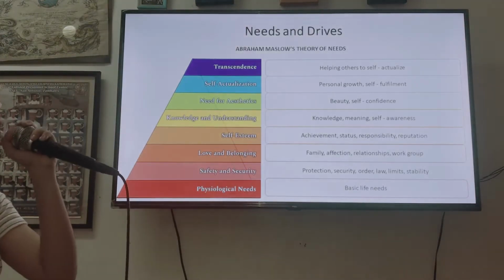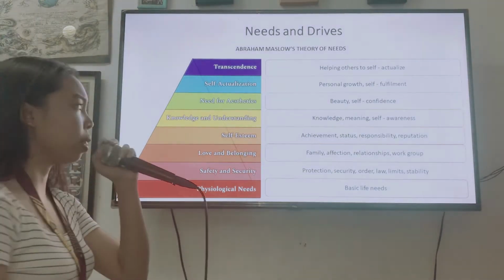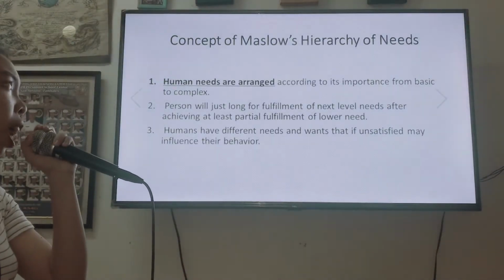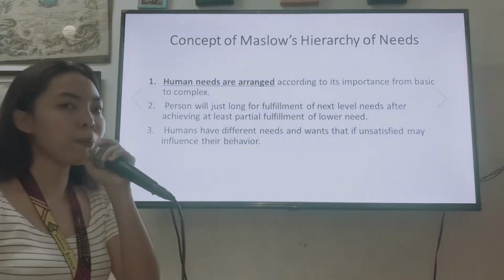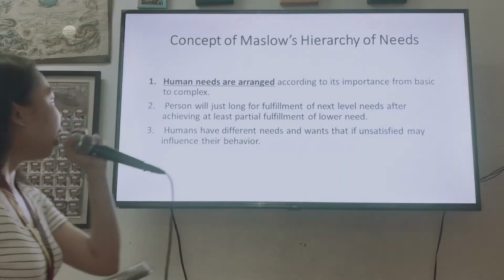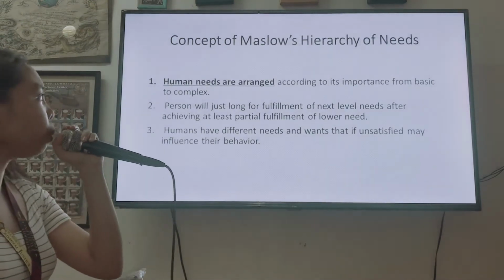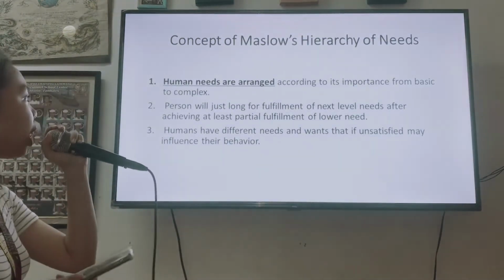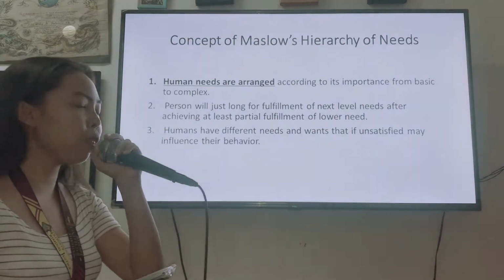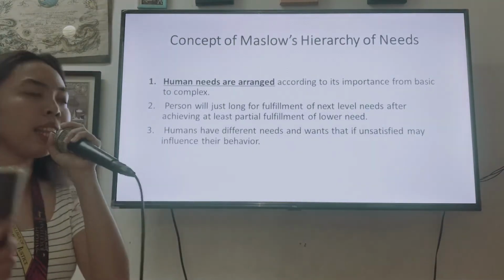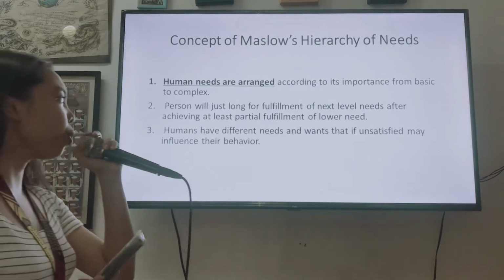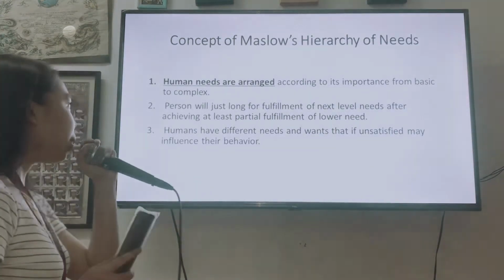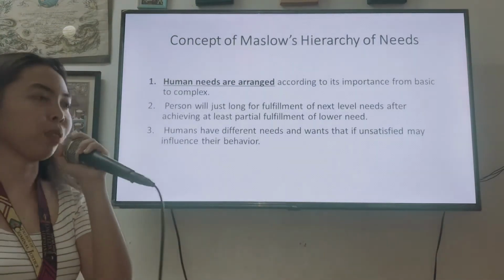So what is the concept of Abraham Maslow's theory? First, human needs are arranged according to their importance from basic to complex. Next, a person will only long for fulfillment of next-level needs after achieving at least partial fulfillment of lower needs. And lastly, humans have different needs and wants that, if unsatisfied, may influence their behavior.